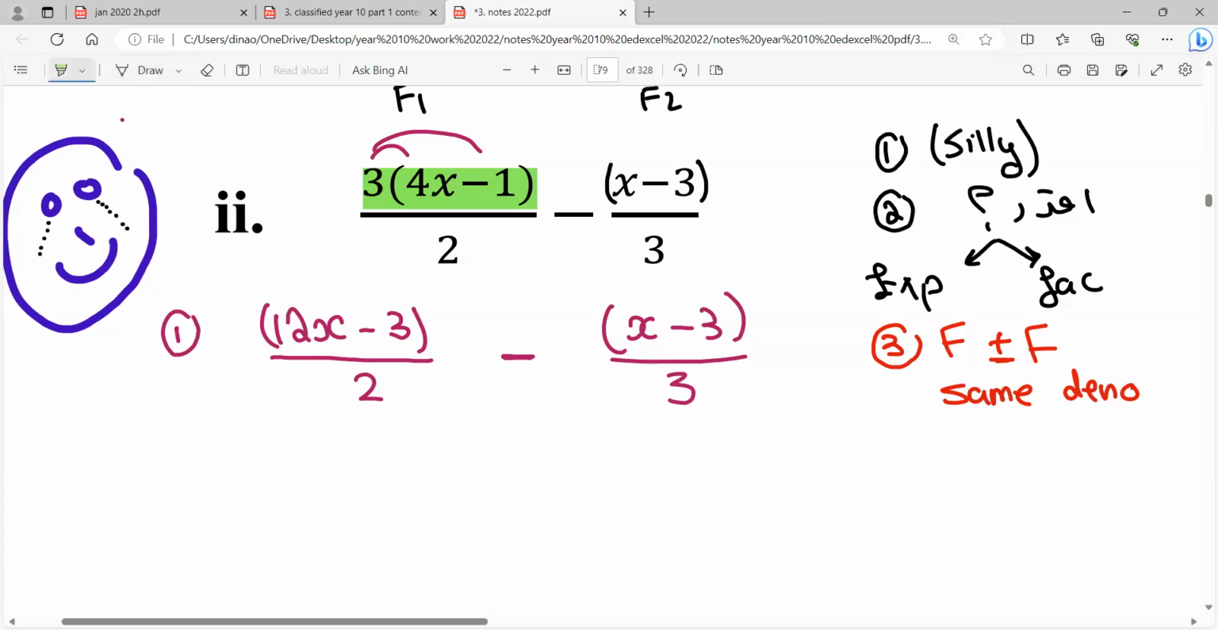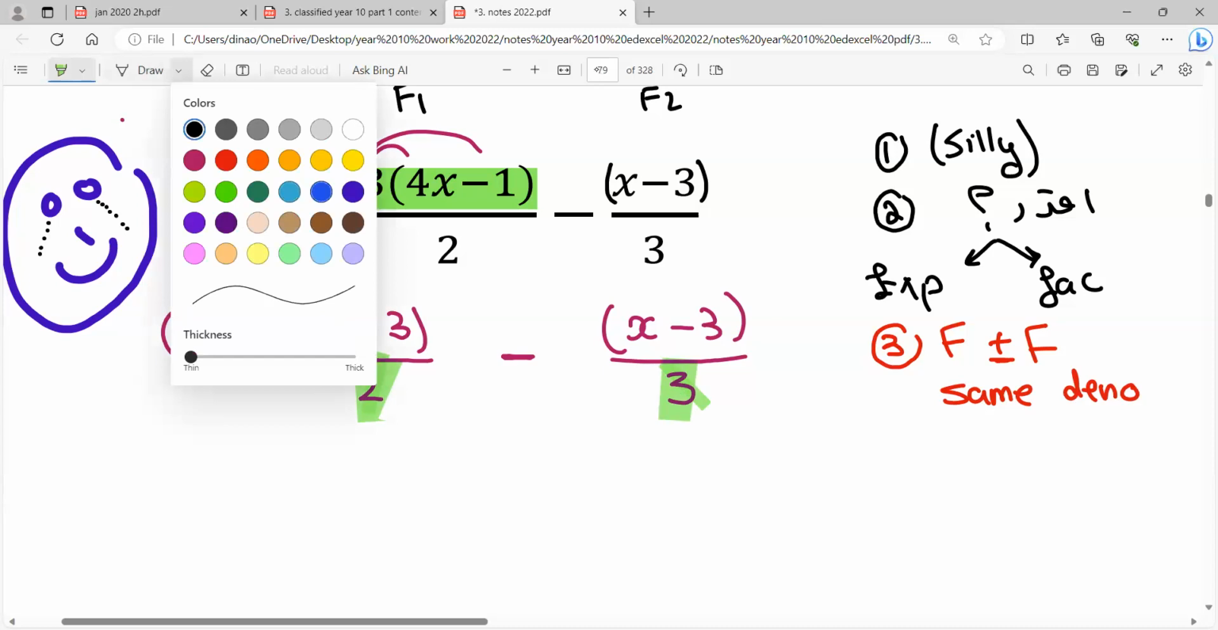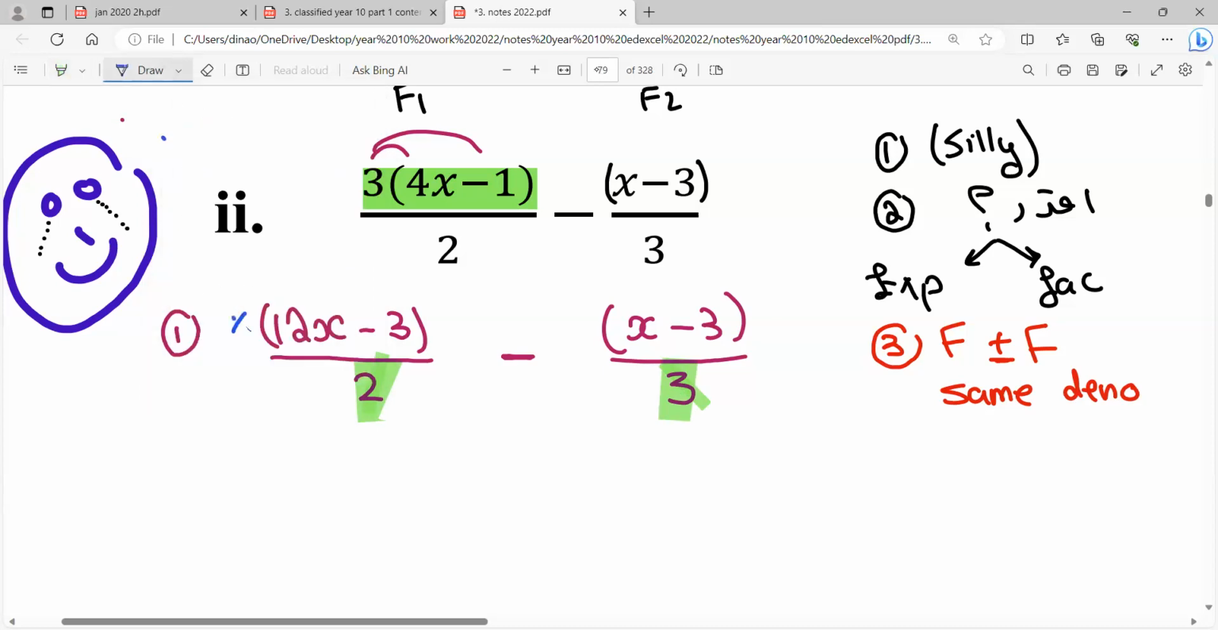Now, as you can see, my denominators are numerical, and in this case, I can easily change the denominators by multiplying up and down by 3 in the first fraction, and in the second fraction, I will multiply up and down by 2. So this is the same denominator step. And then we move on to the 7 up.